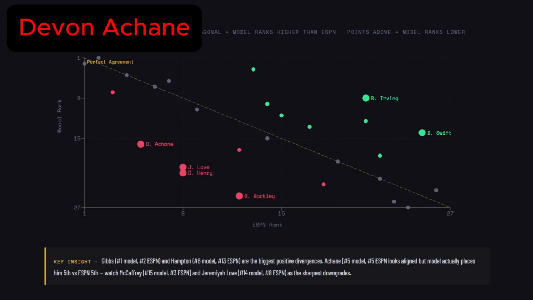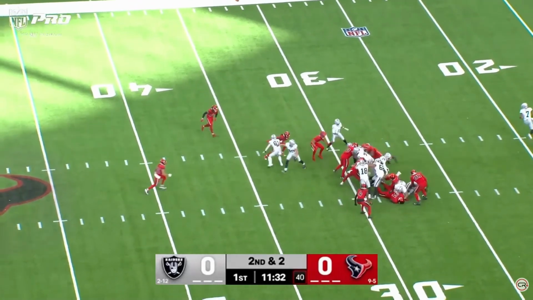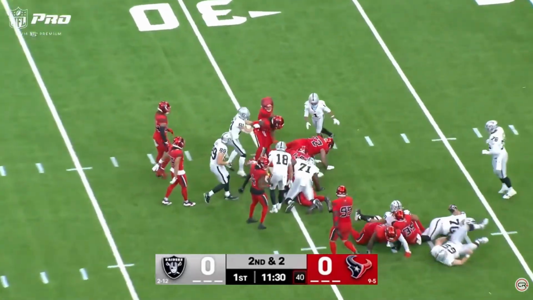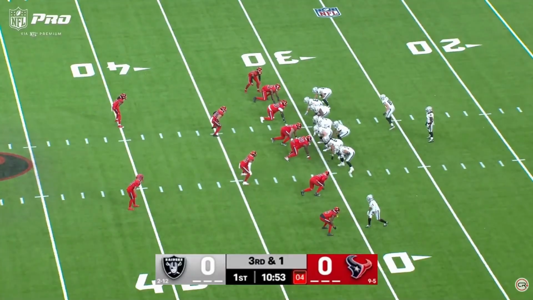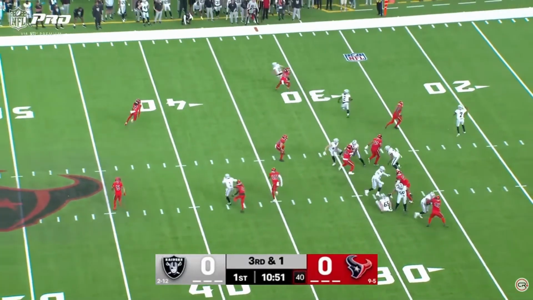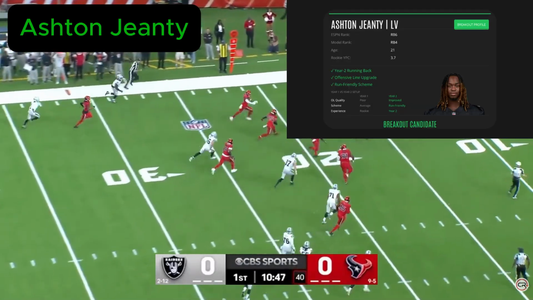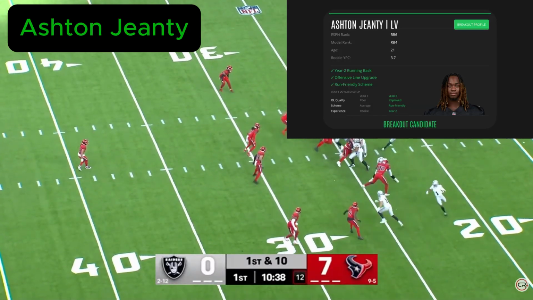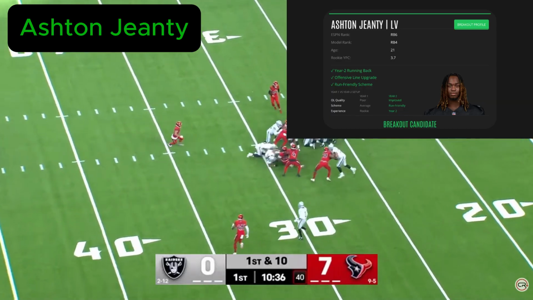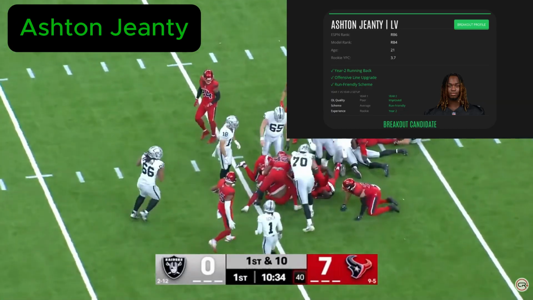Again, this is just a lot of why to not take Achane. Now, last but certainly not least, I want to go over our last potential breakout candidate, and that's Ashton Jeanty. Jeanty is one of the clearest breakout candidates that I've personally seen, and that the model mostly predicts to do the same. Here's what we've seen that the research agrees with.